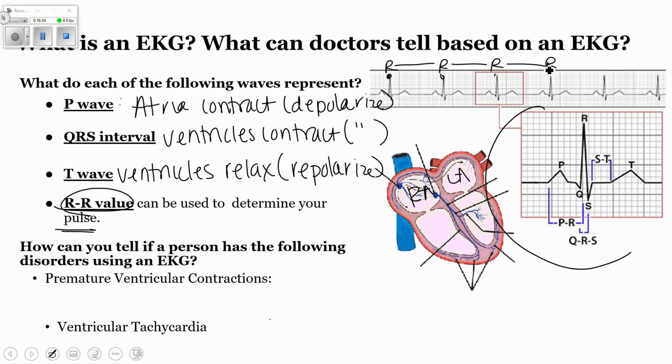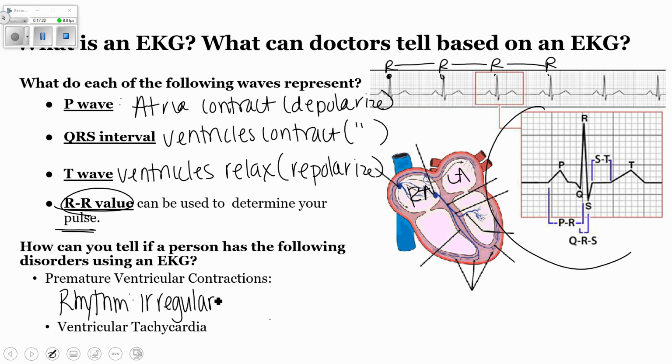First step for one problem that we specifically looked at was premature ventricular contractions. We're going to look at both the rhythm of this, and if you go back to your notes, you actually have examples of this in there. When you have PVCs, what happens is that your rhythm is irregular. So if you're looking at those R to R values, they are going to change. They're not going to stay consistent.